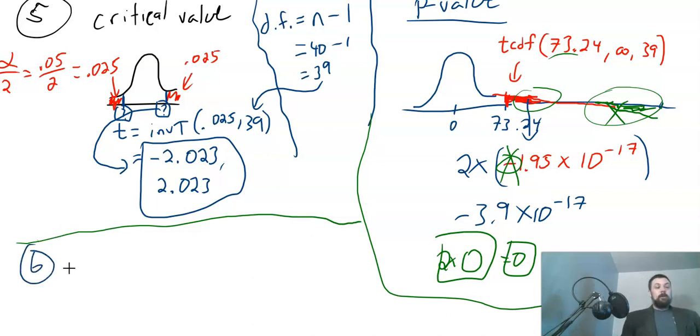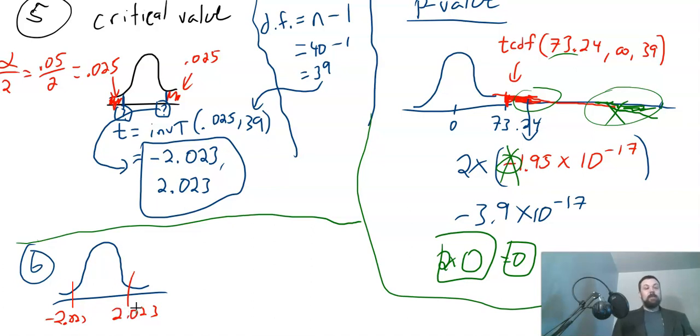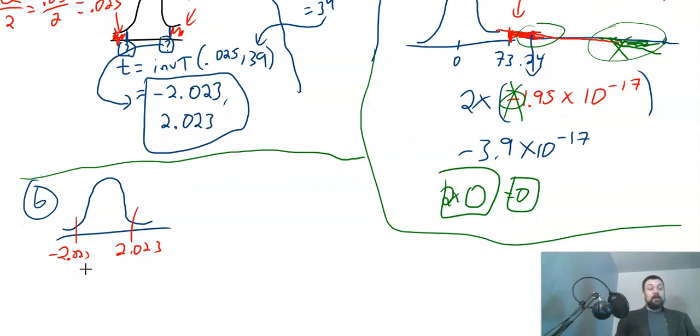Okay, so step 6, reject or fail to reject. Right. So if we use the critical value method, we are drawing lines on the left and the right tail at negative 2.023 and positive 2.023. And so if our test statistic crosses either of these lines, we will reject the null hypothesis. If it doesn't, if it stays in between, we would fail to reject. But if it crosses either line into either tail, we're going to reject the null hypothesis. And again, it dramatically crosses that line, right?